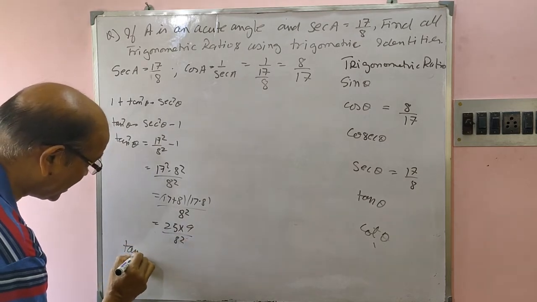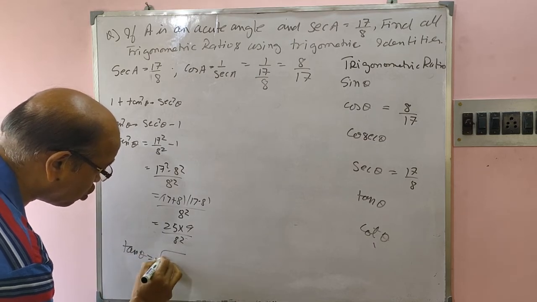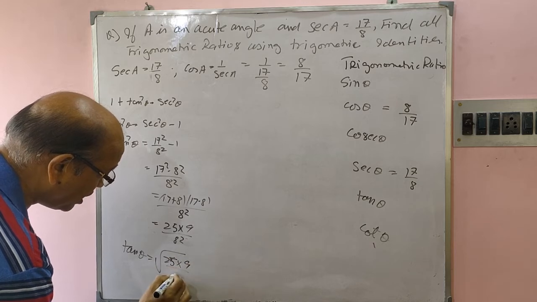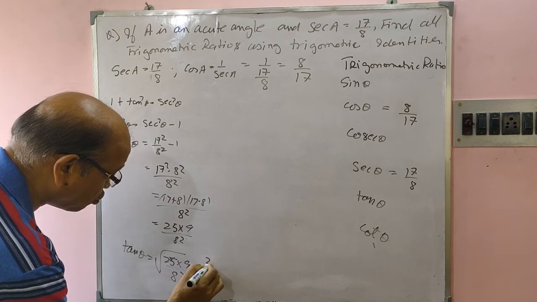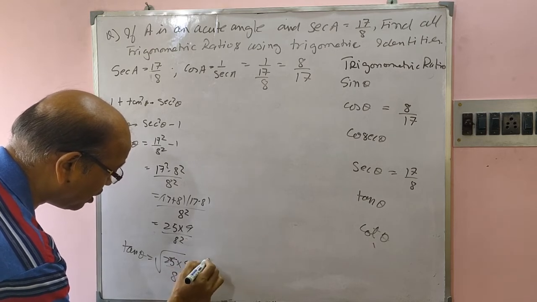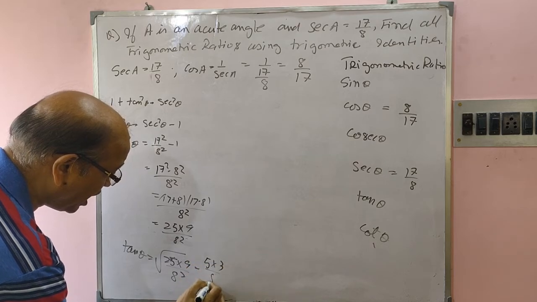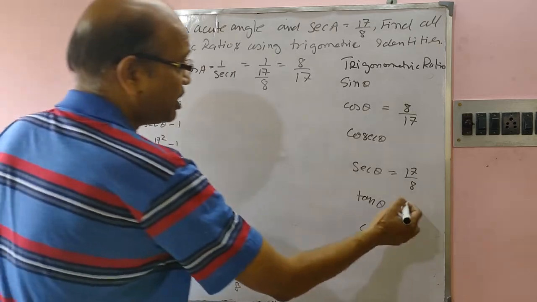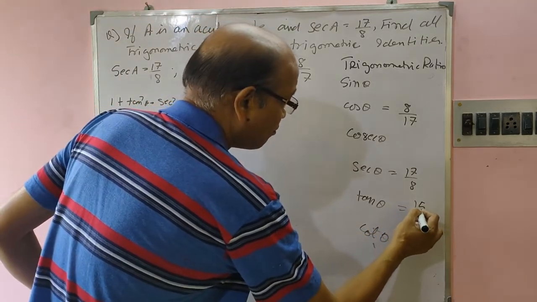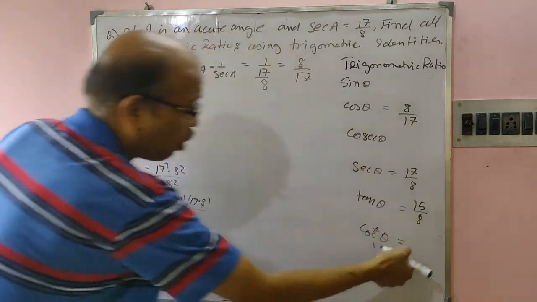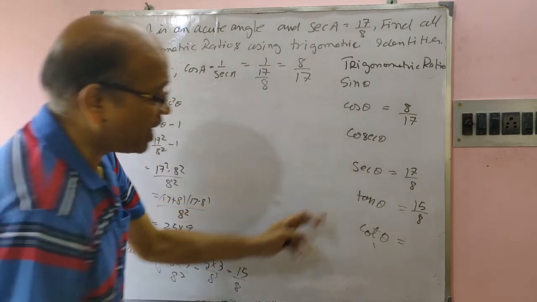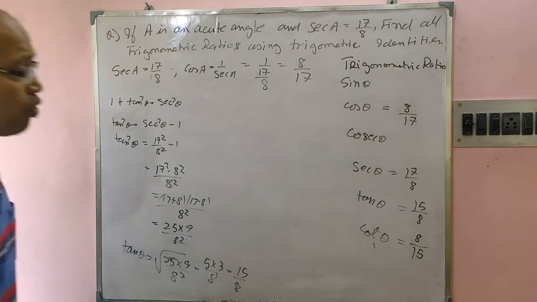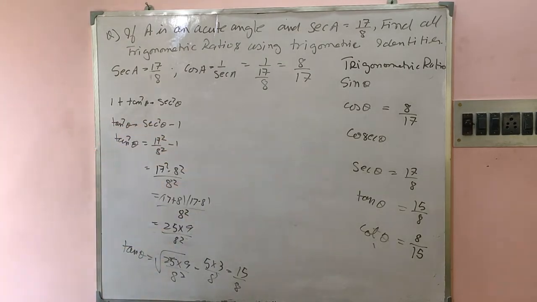Therefore, tan theta is equals to root of 25 into 9 by 8 square, which is equals to 5 into 3 by 8, which is equals to 15 by 8. Therefore, tan theta can be written as 15 by 8. So what will be cot theta? Opposite of tan theta, 8 by 15. Now it is left sine theta and cosec theta.